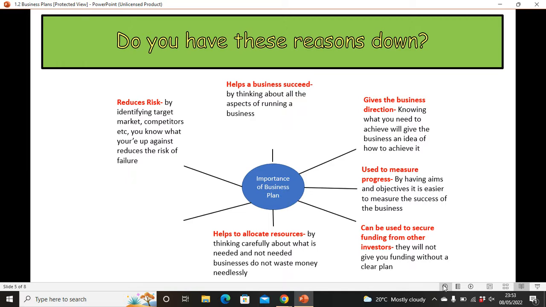They want to see the business idea, and whether it's worth investing in. It also helps allocate your resources by planning out carefully where the money is going towards, what you're going to use it for, so you're not wasting your money needlessly, which obviously would increase your costs and reduce your profits in the first year. And it helps tailor your product or service. Okay, as I mentioned when I talked about target market, you think about the needs of the customers and making sure you provide a product that is going to meet those needs.